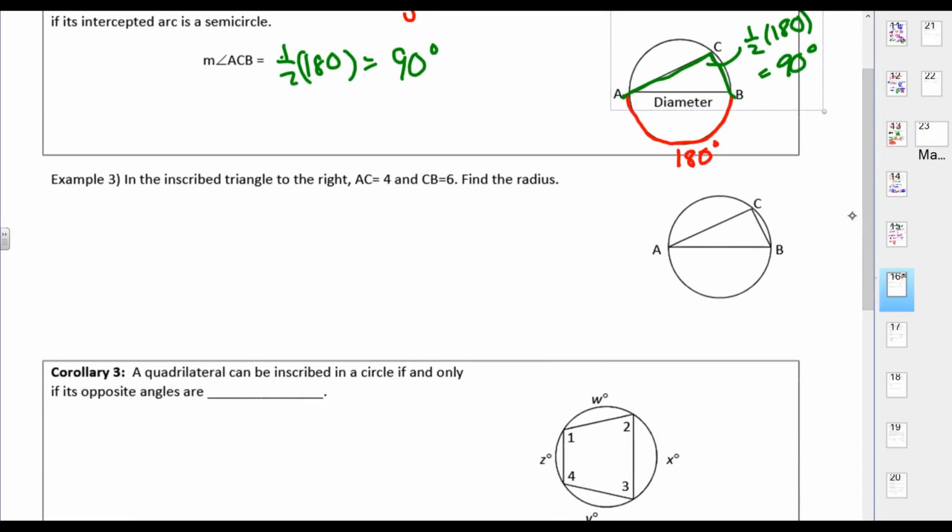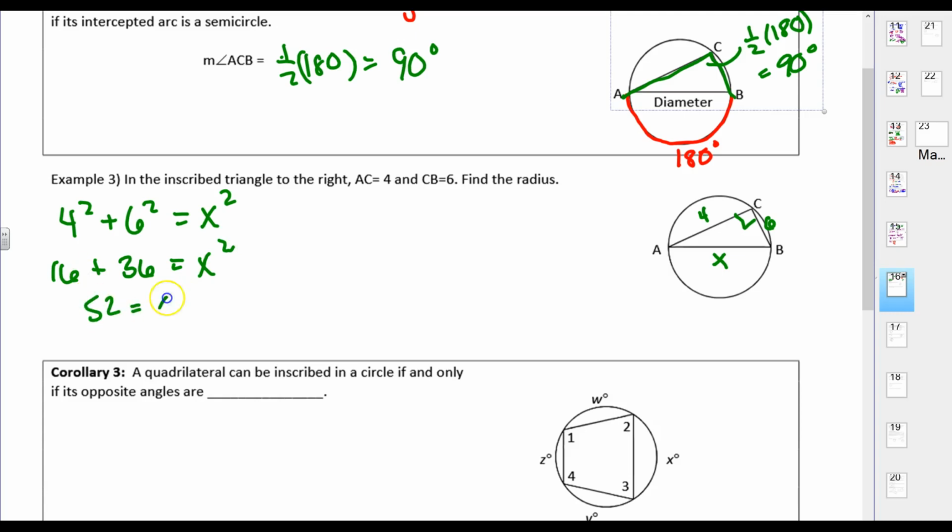In the inscribed triangle to the right, AC is 4, CB is 6. I want to find the radius. That's from here to here. What I'm going to do instead is treat this like a right triangle, because it is a right triangle, and find AB, which I'm going to call X. So I can say 4 squared plus 6 squared equals X squared, or 16 plus 36 equals X squared, which gets me 52 equals X squared.